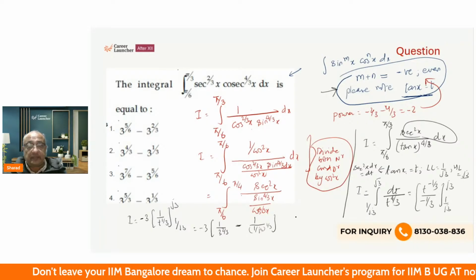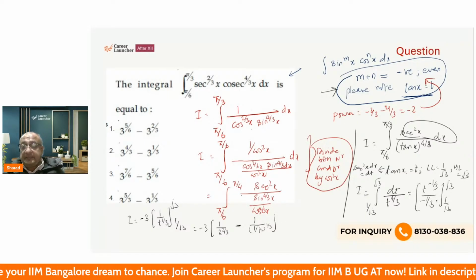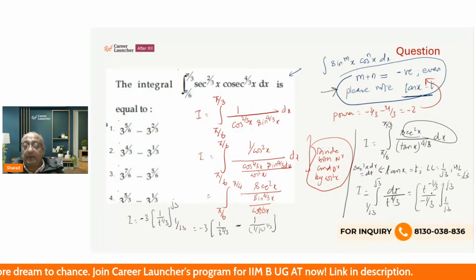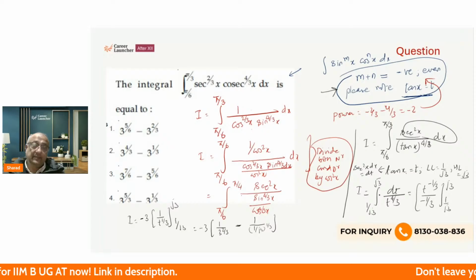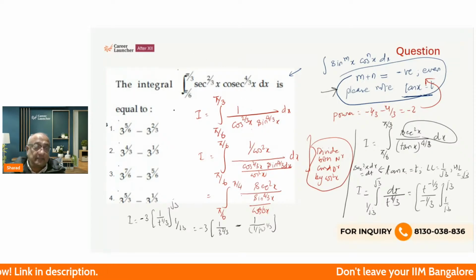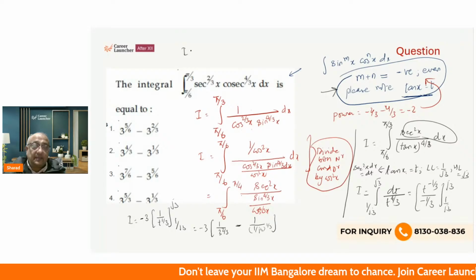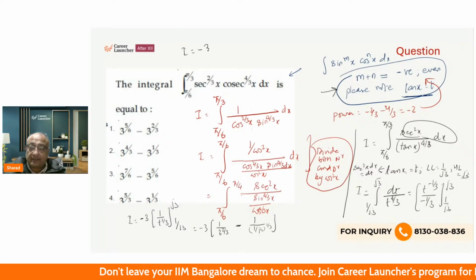Let's take a pause. There are so many 1 by 3. Please revise once again. 1 upon t raised to power 1 by 3. How has it become? Because minus 4 by 3 was here. Now let us write this answer and check which one of these is the correct answer. I is equal to minus 3 is here.